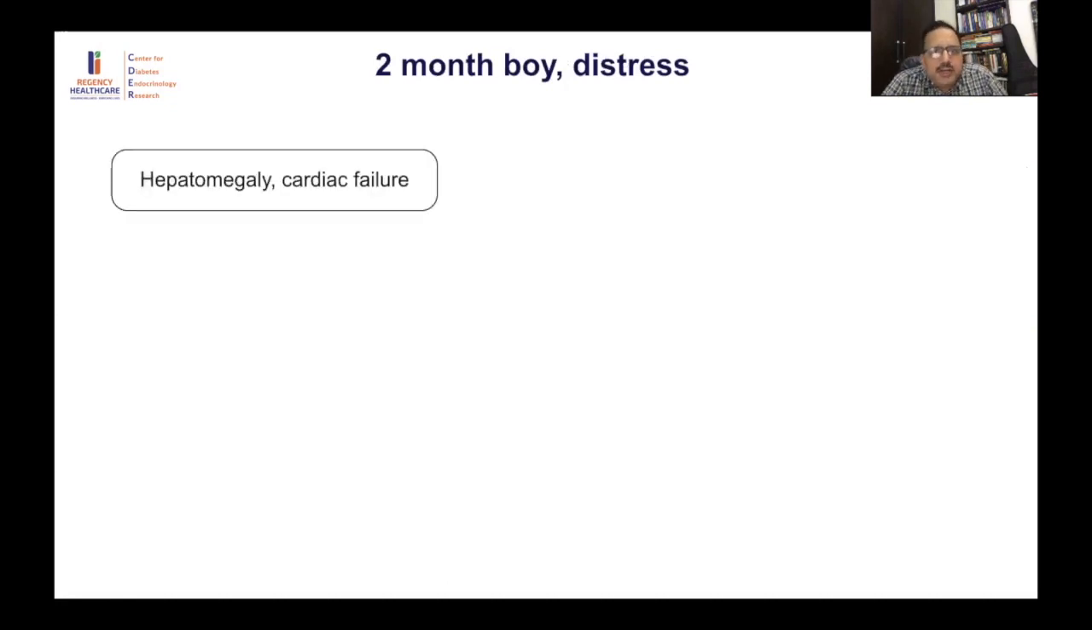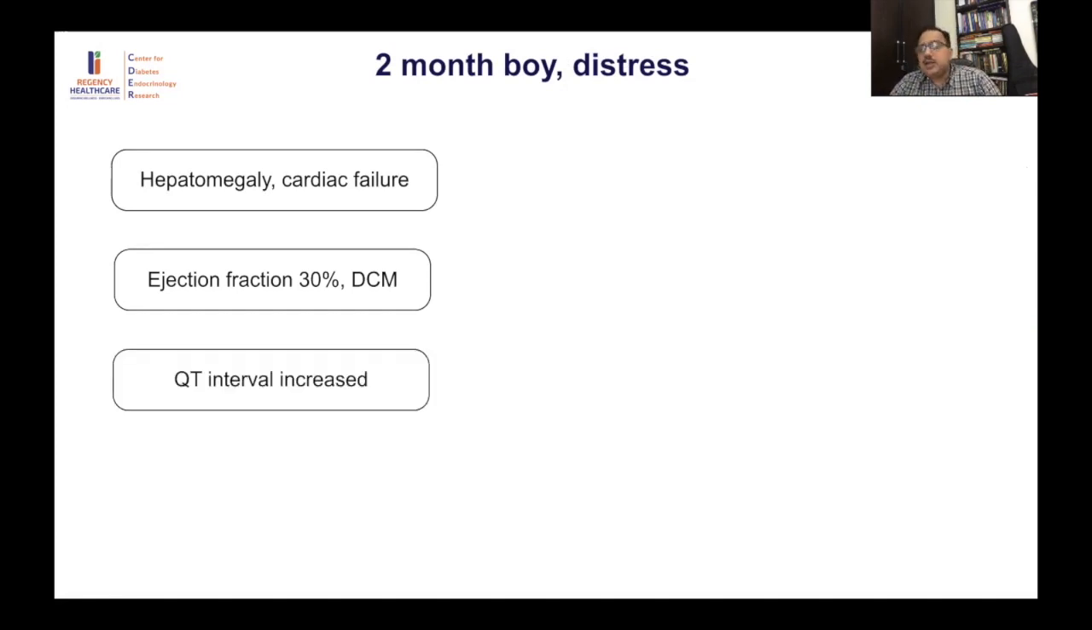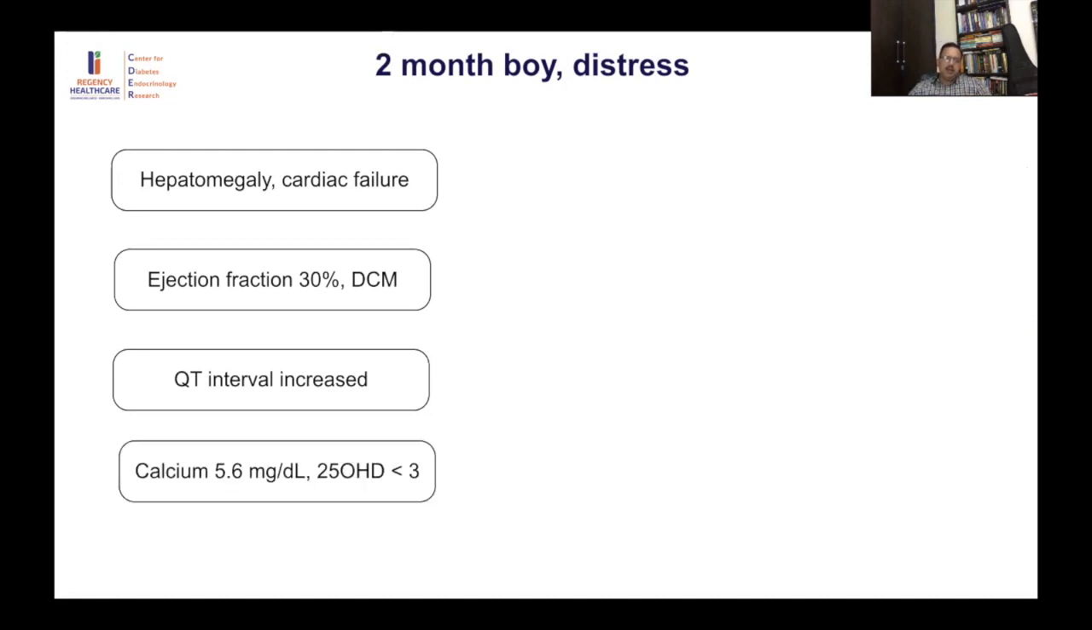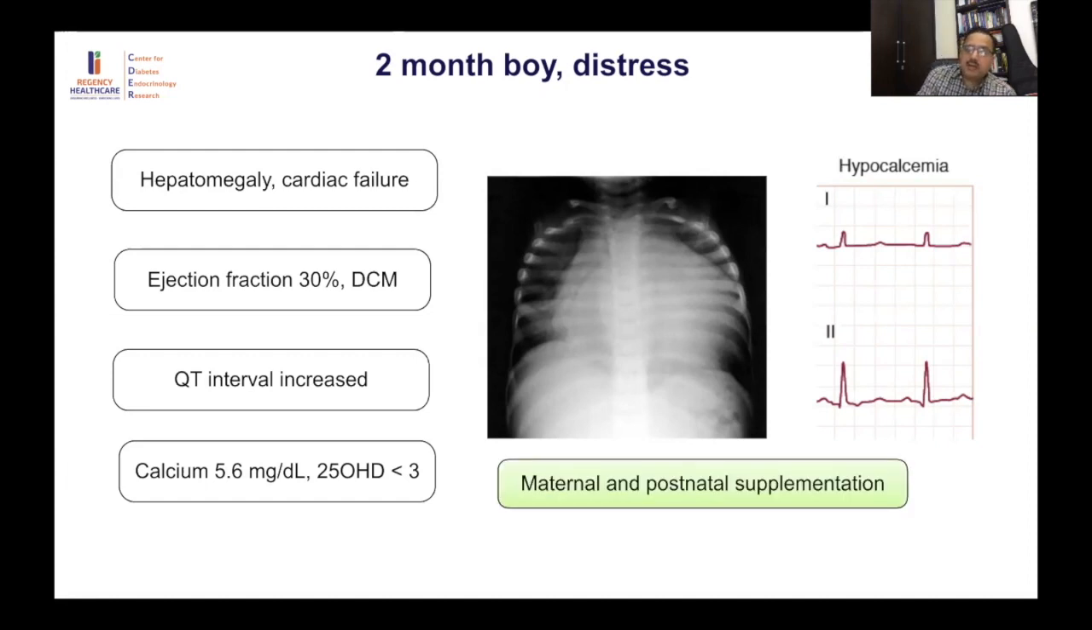A 2-month-old boy with distress, hepatomegaly, cardiac failure, ejection fraction 30%, diagnosed as dilated cardiomyopathy, was admitted in the cardiac ICU because it was considered to be a cardiomyopathy. But then, this was around 15 years ago, they found increased QT interval and then it was found to be hypocalcemia because of vitamin D deficiency. So this is a situation we need to be really careful about. Any child with unexplained cardiac failure in the newborn period, think hypocalcemia, think hypoglycemia. And this could have been prevented if we had given enough maternal and postnatal vitamin D.